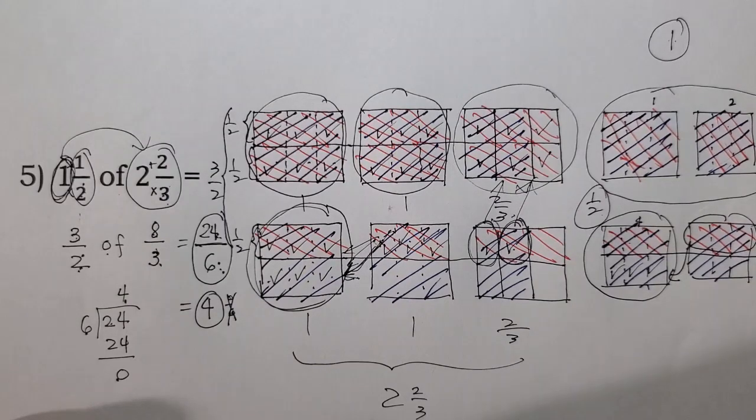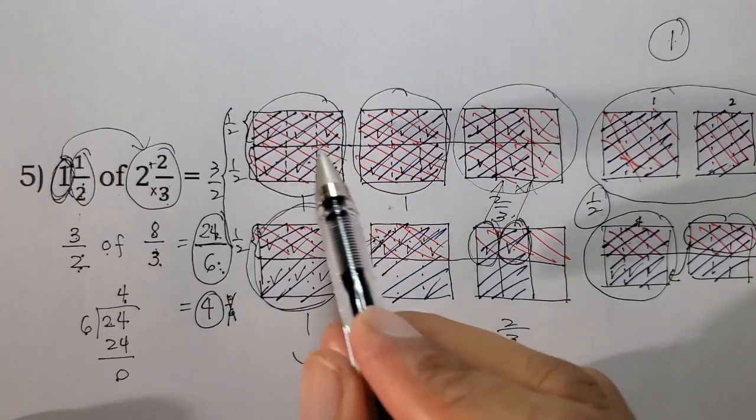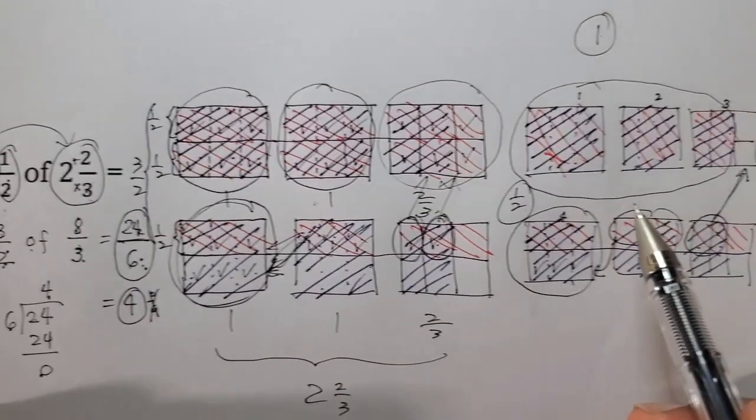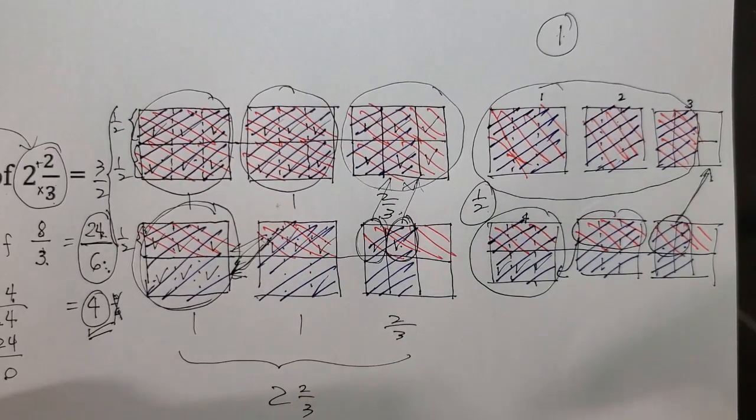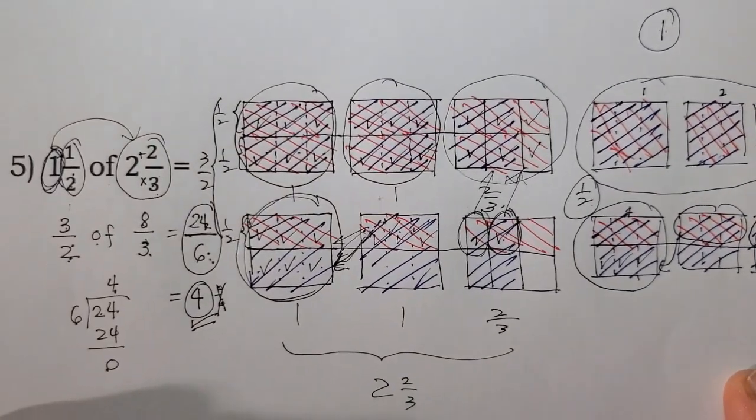So therefore, the final answer is 4, which is illustrated in 2 solutions. You could use the first solution or the second solution. You will also come up with the same answer, which is equal to 4. Is that clear?